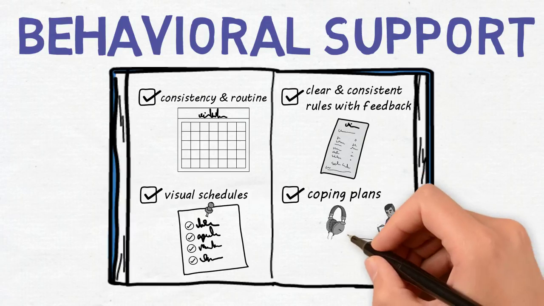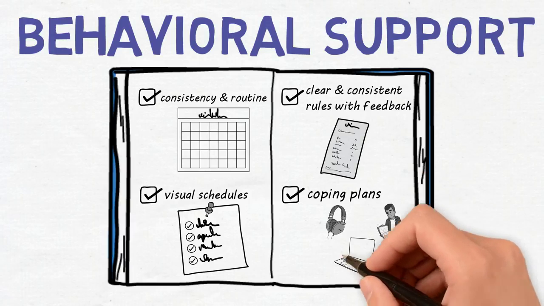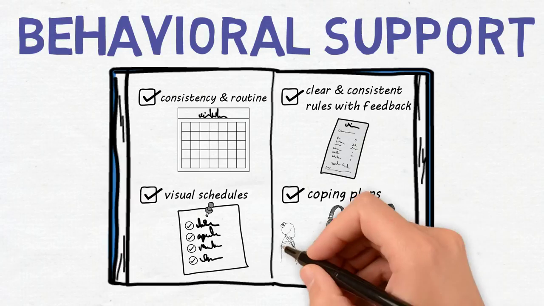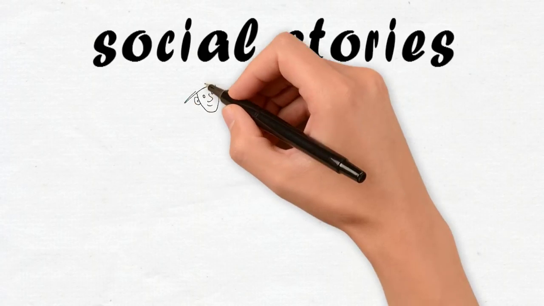Coping plans can be very effective because it shows the student how to handle a situation when he is angry, anxious, or stressed. The plan may include a calming area, a sensory area, or activities such as painting or journaling. Social stories can be used to teach social skills to children with ASD.